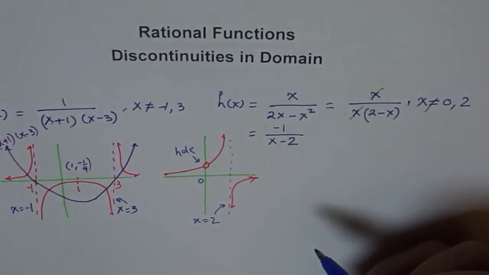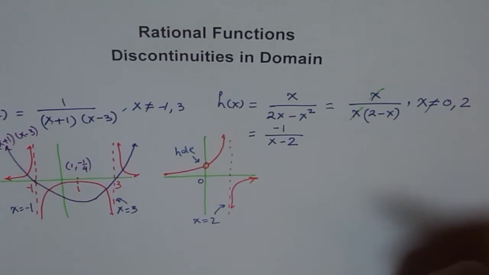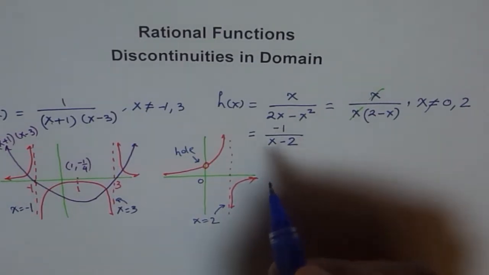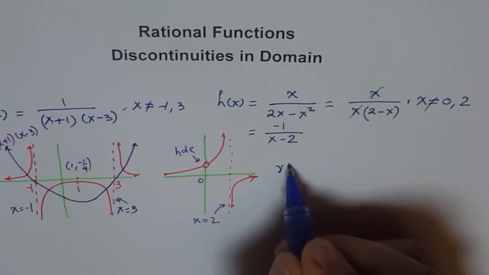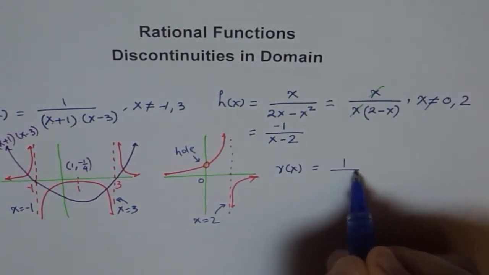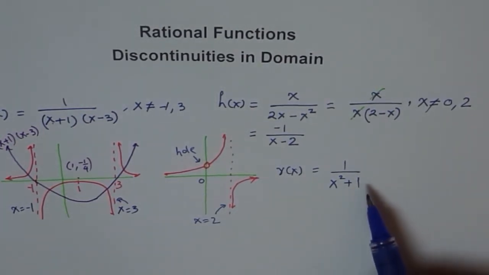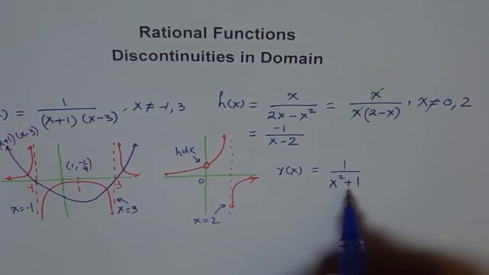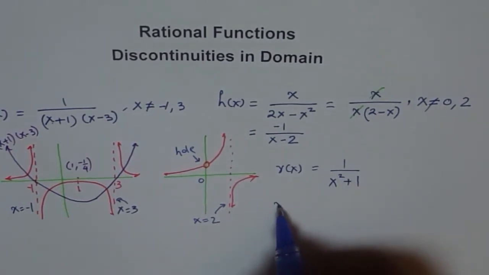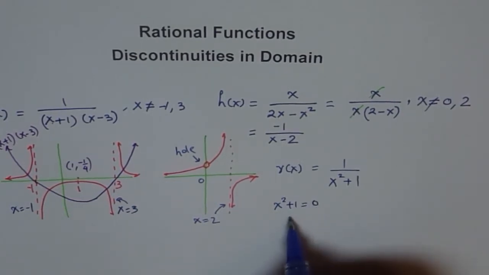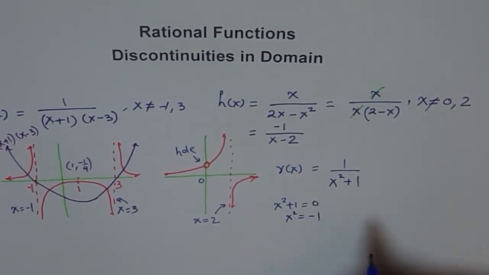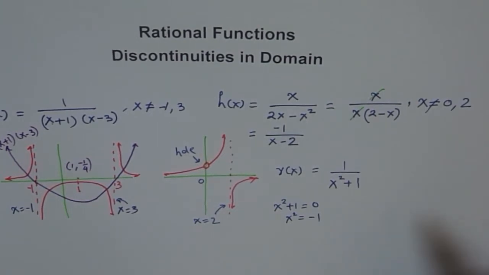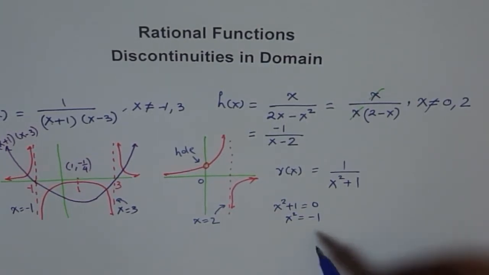It is not necessary that every rational function will have a discontinuity. Let me give you one example. Let us say we have r of x equals 1 over x squared plus 1. Now, discontinuity could occur if the denominator is 0. If I equate x squared plus 1 equals 0, do I get a solution? x squared plus 1 equals 0 will lead to x squared equals minus 1. But x squared is never negative, so it is never equal to minus 1. Therefore, the denominator is never 0.